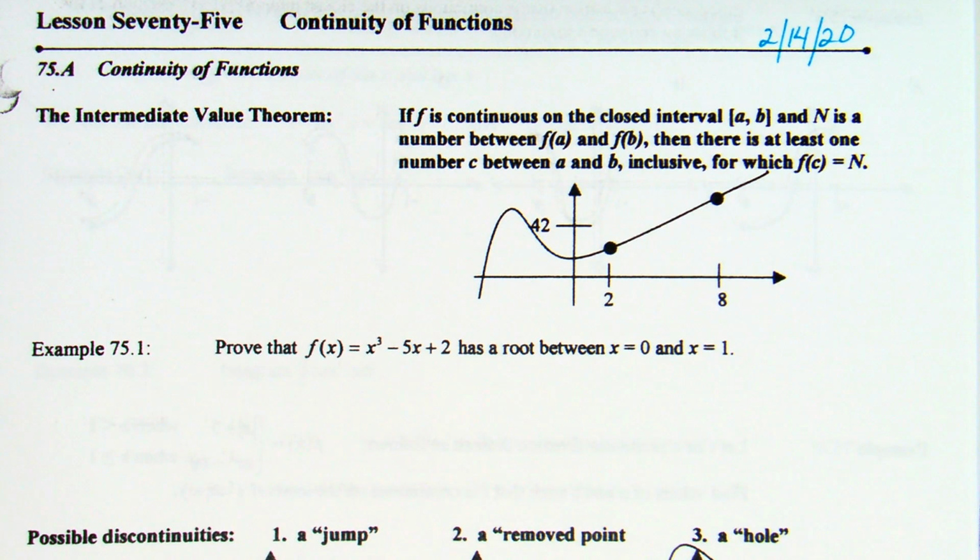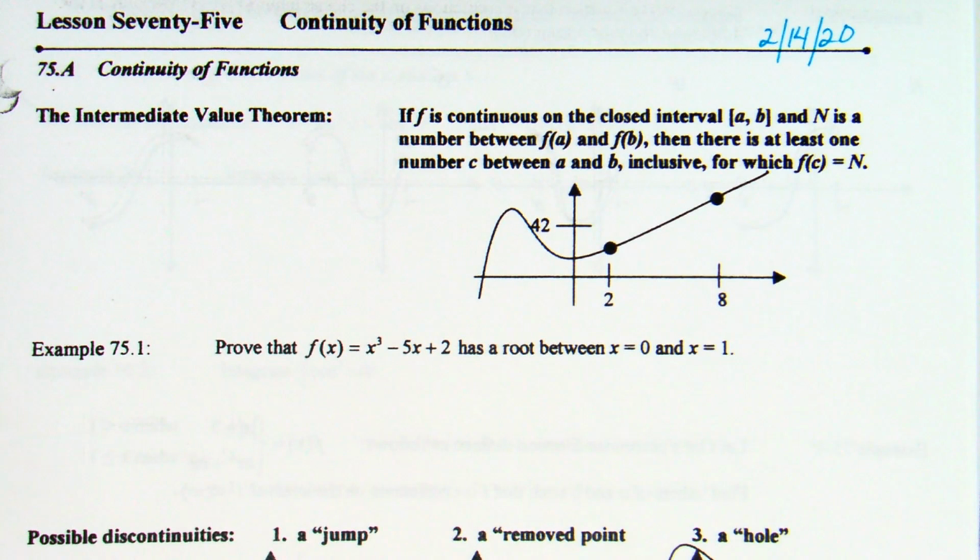If f is continuous on the closed interval a to b, and n is a number between f of a and f of b, then there is at least one number c between a and b inclusive for which f of c equals n. Interesting, huh? Makes all the sense in the world, right? That just took my mind for a moment. And I will tell you, even as a math person, that is a blur to me until I dissect it. It's just a lot. It's the understanding. Okay. So n is the y value for c.